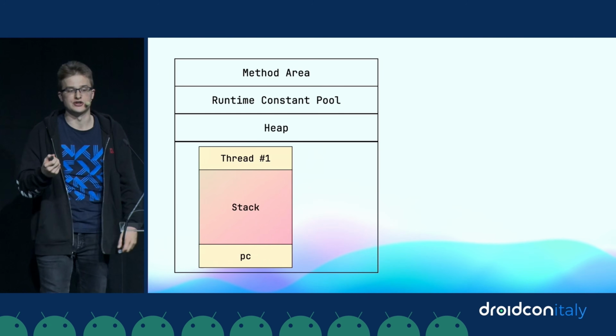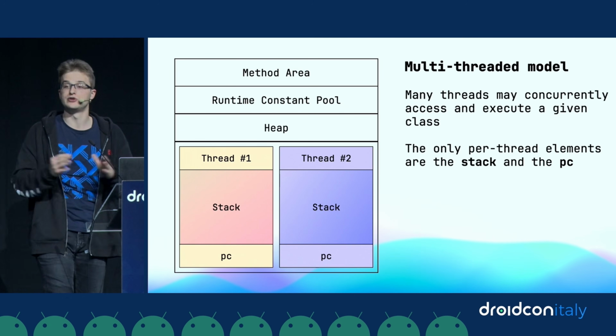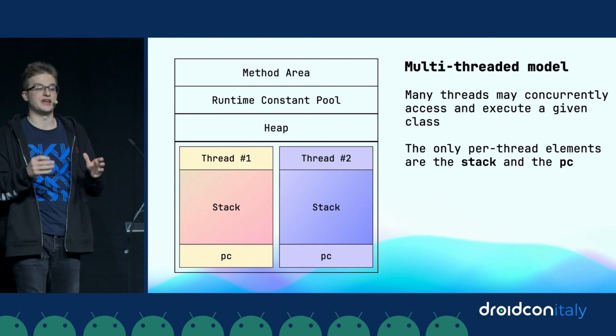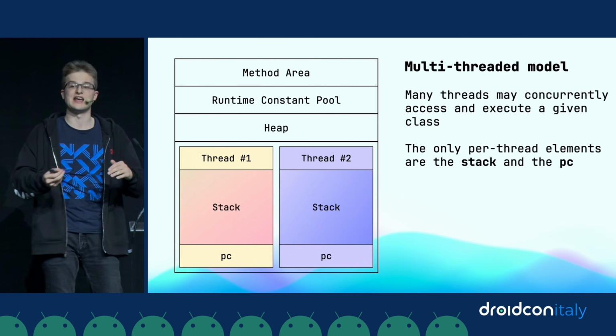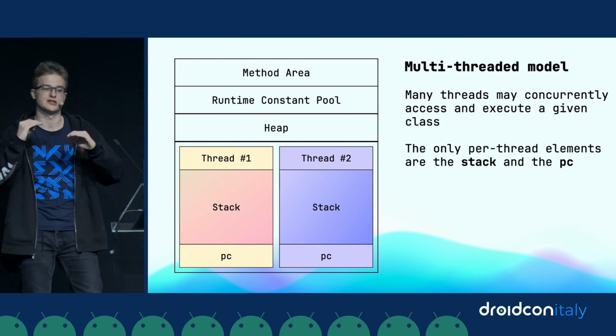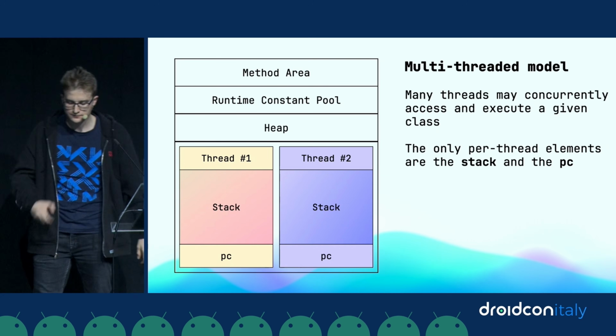And also, we should mention that the JVM allows for multi-threaded applications. In this case, we can have two concurrent threads accessing, for example, the same class with the same methods. They have two different call stacks because they call different functions, and two different program counters.